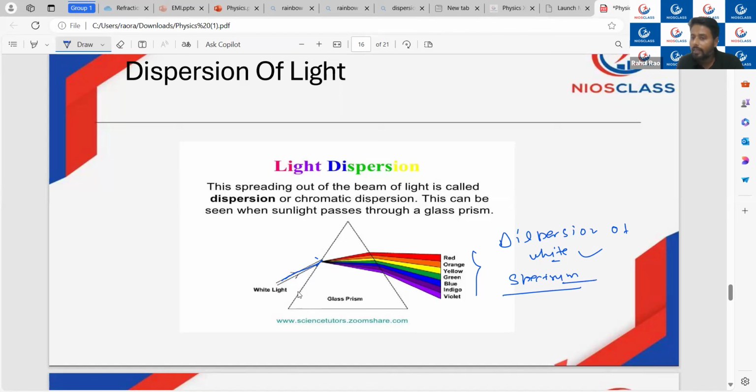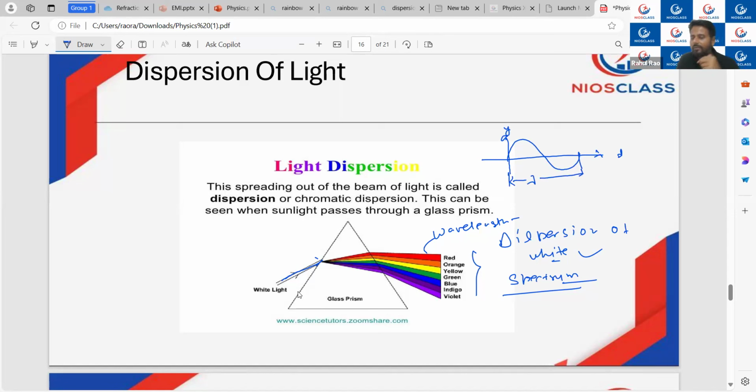And why does it happen? What is the reason behind it? Different colors have different wavelengths. Do you know what wavelength is? Light travels in the form of waves. Wavelength means the length of the wave. This is a sinusoidal wave, and the distance of one wave is called the wavelength.